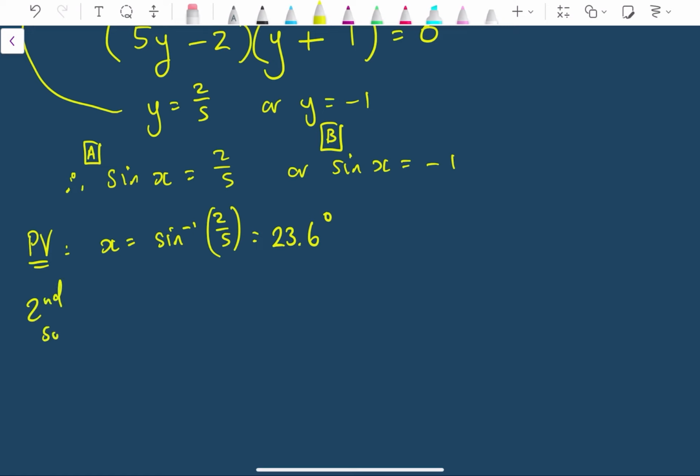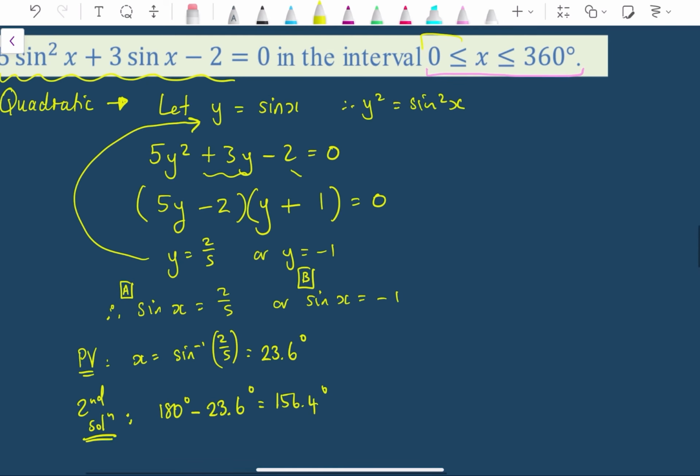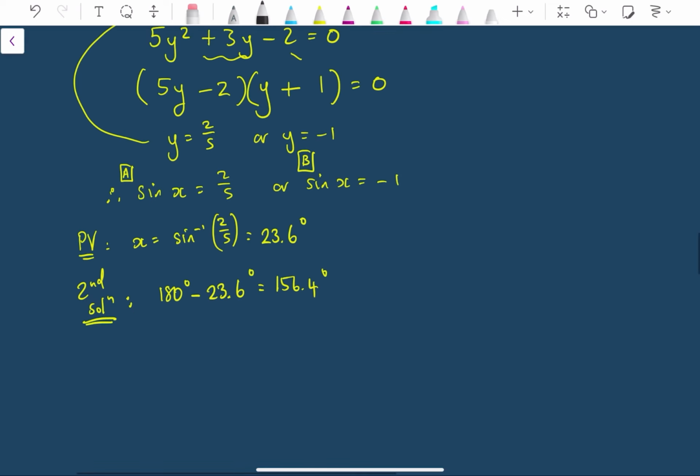My second solution, it's for sine 180 degrees minus 23.6, which gives me 156.4 degrees. I compare it to my period. Very nice, 0 to 360. I only had the 1x, and this was x and x. It wasn't 2x, so I didn't have to make any adjustments. So I know already that 2 of my solutions will be 23.6 and 156.4. That's for equation A.